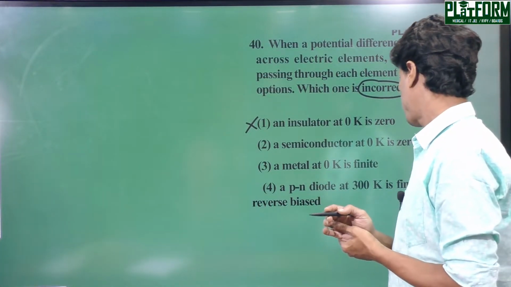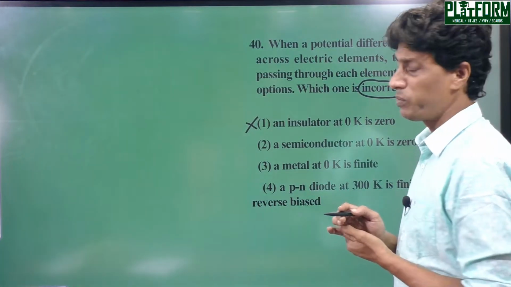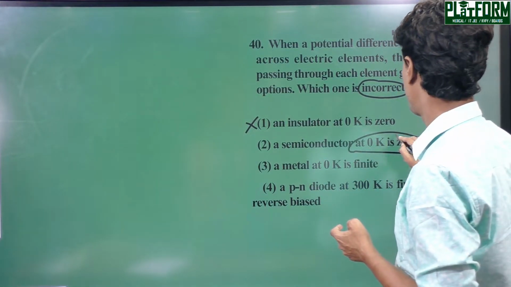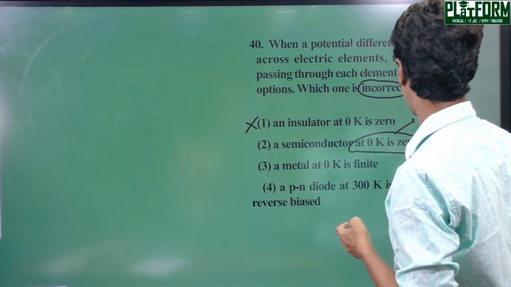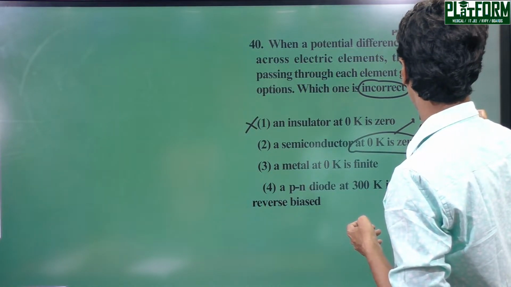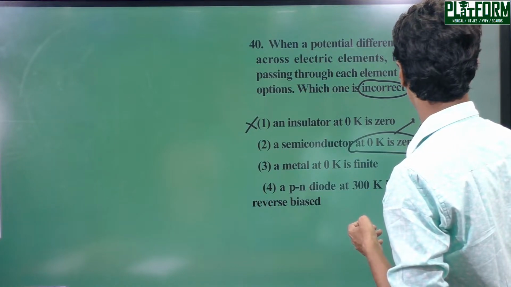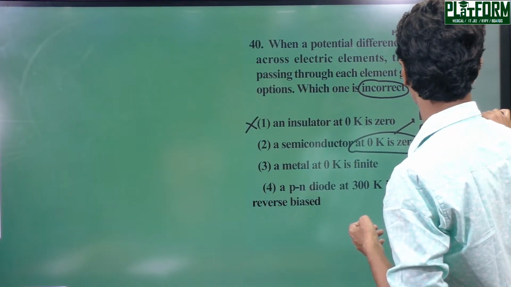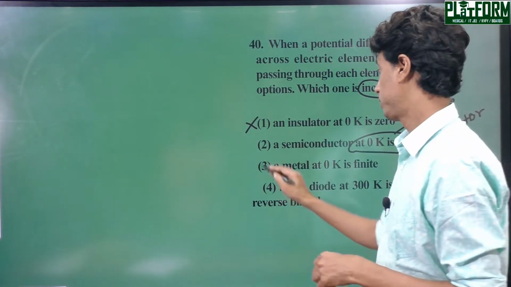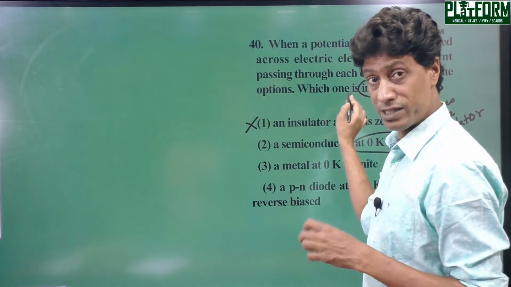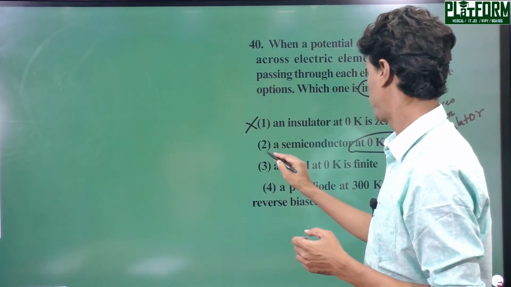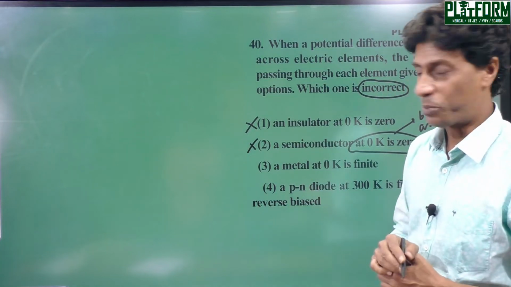A semiconductor at 0 K always behaves as an insulator. It is the right statement but not the correct option. Because the question is which one is incorrect, so option 2 is not the right option.